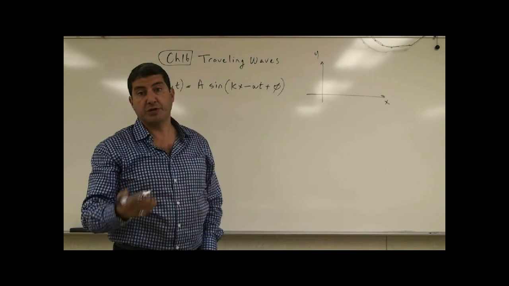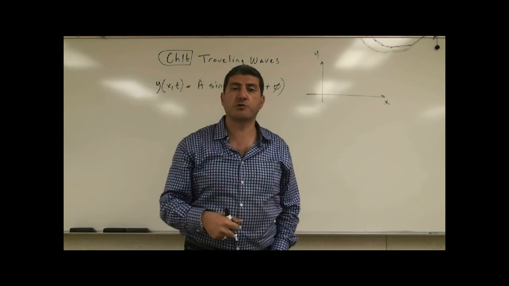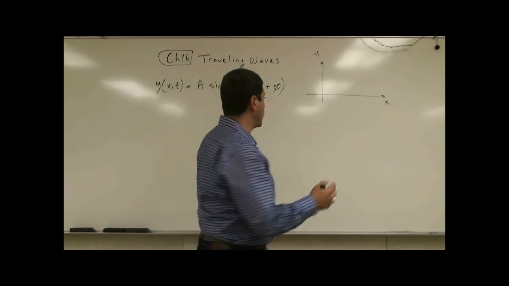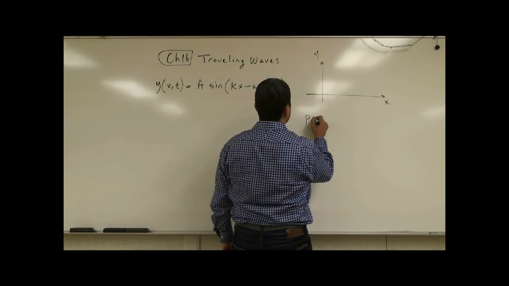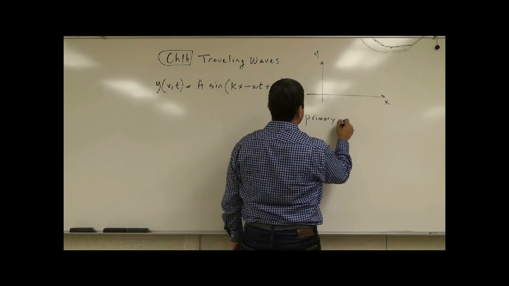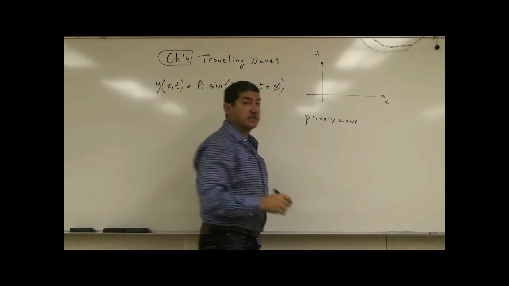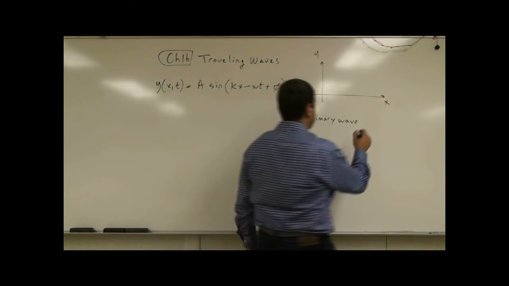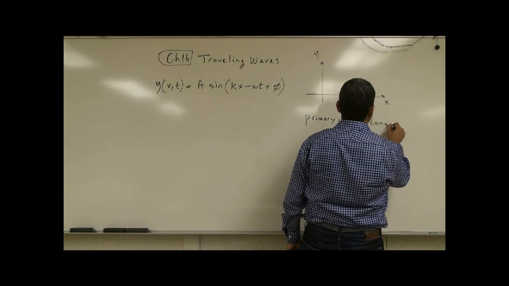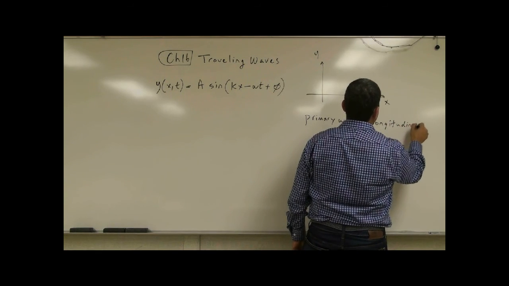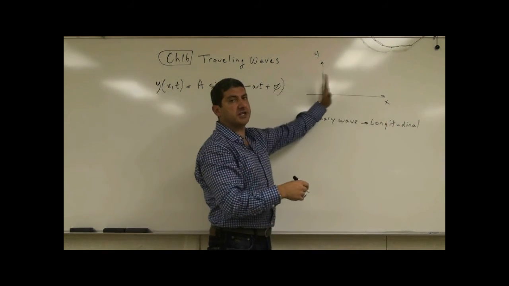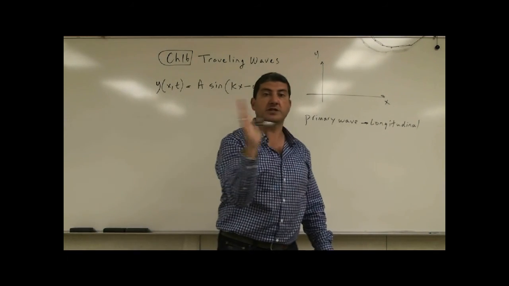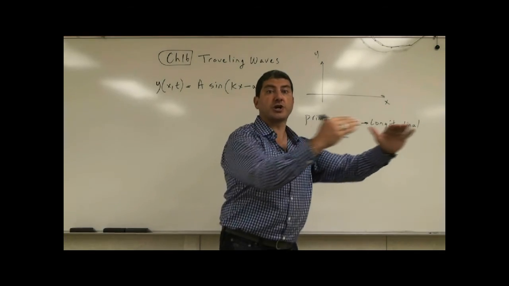An example of a transverse wave in nature is, for example, when an earthquake hits, the earthquake will send out two kinds of waves. One is known as the primary wave. The primary wave travels faster. It's the first one that hits you. It's actually a longitudinal wave. In a longitudinal wave, the motion is in the x direction. It's propagating in the x direction, and it's also moving parallel to the direction of motion.